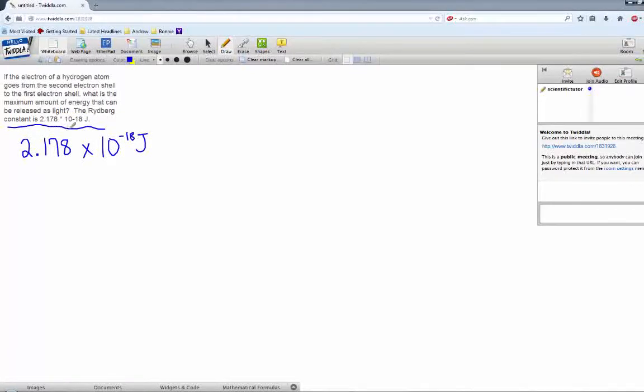First of all, when I copied and pasted this constant, it messed up a little bit. The negative 18th is supposed to be an exponent of 10. I just wanted to clear that up.